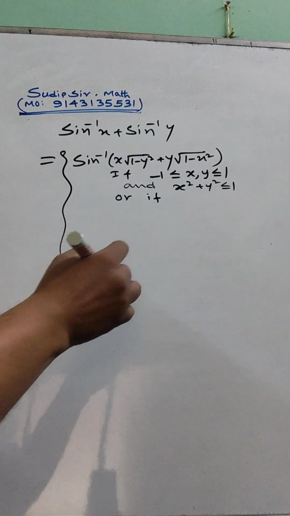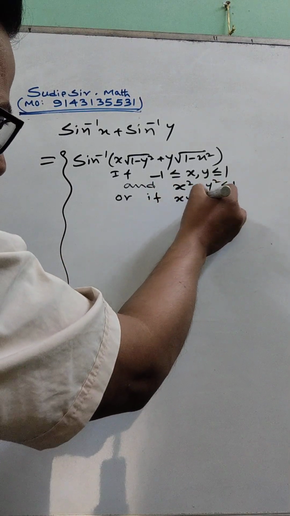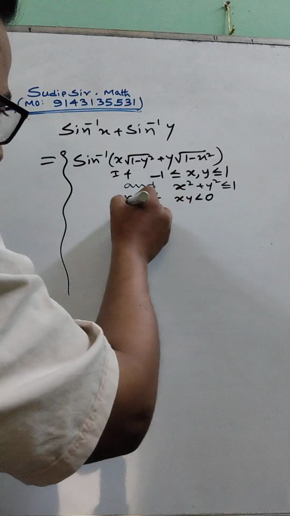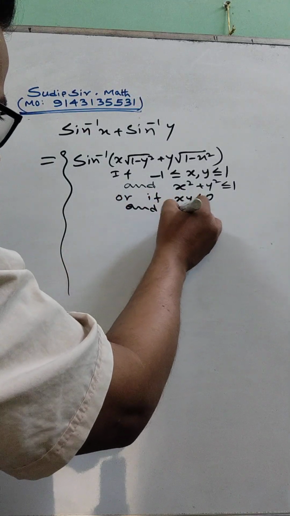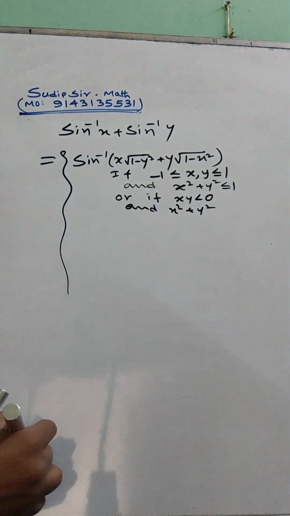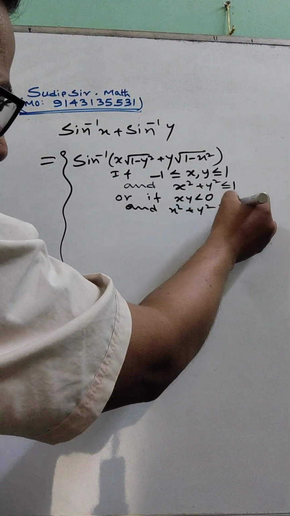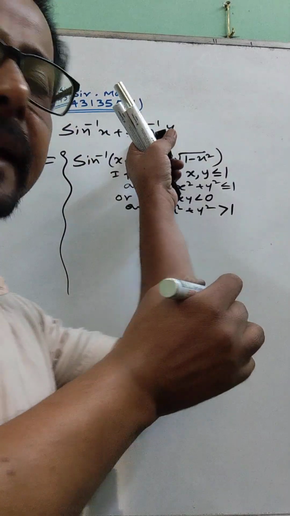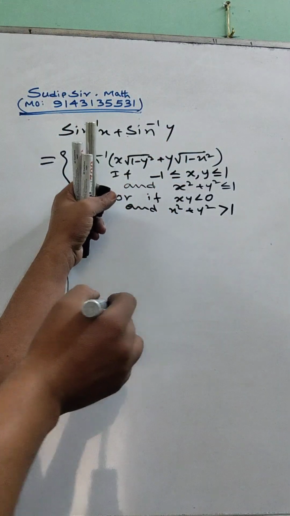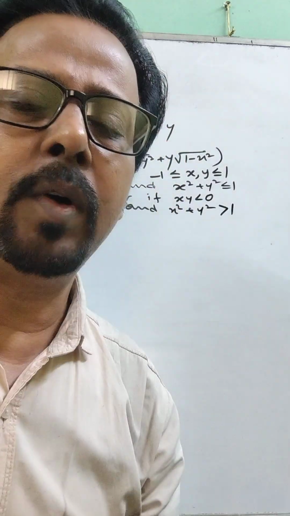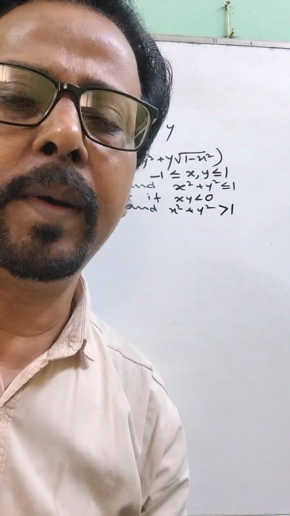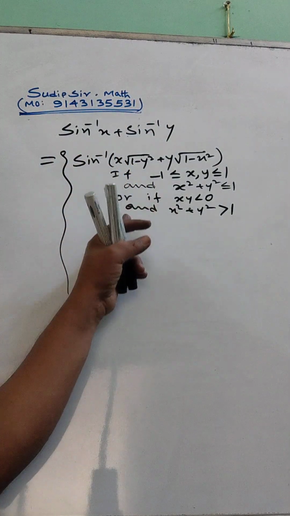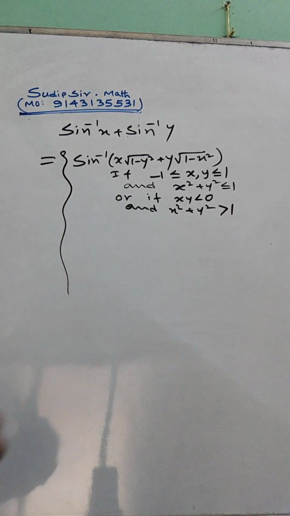Or, if xy < 0 and x² + y² > 1, then only can we write sin⁻¹x + sin⁻¹y = sin⁻¹(x√(1 − y²) + y√(1 − x²)). We have to check this condition.